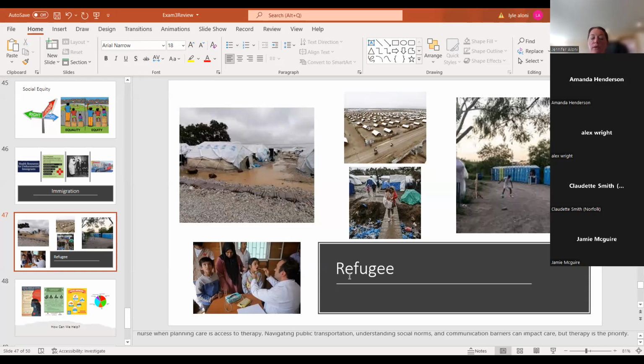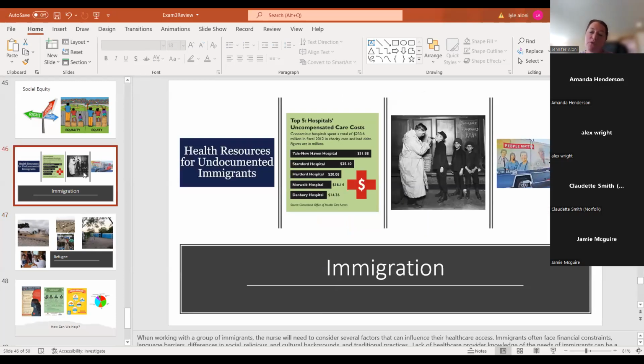Okay, but we're going to remember that they've just come against language barriers, changes in culture, different beliefs, different rules. So they've gone through a lot. And how can we help?